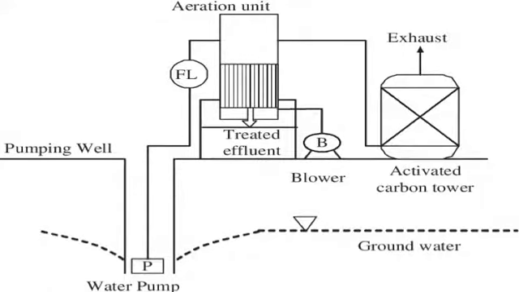Like this one, here the water pump is situated, and with the help of this is a unit for treatment of every type of industrial effluent. With the help of the blower and the activated carbon tower, all the water is pumped here and finally treated here, and ultimately it goes to the groundwater, or it can be easily mixed with the groundwater after this treatment process.